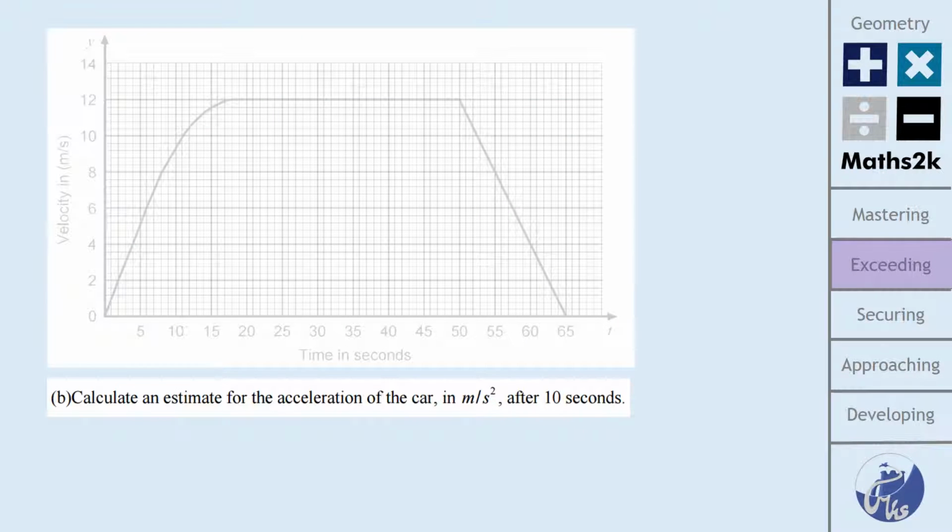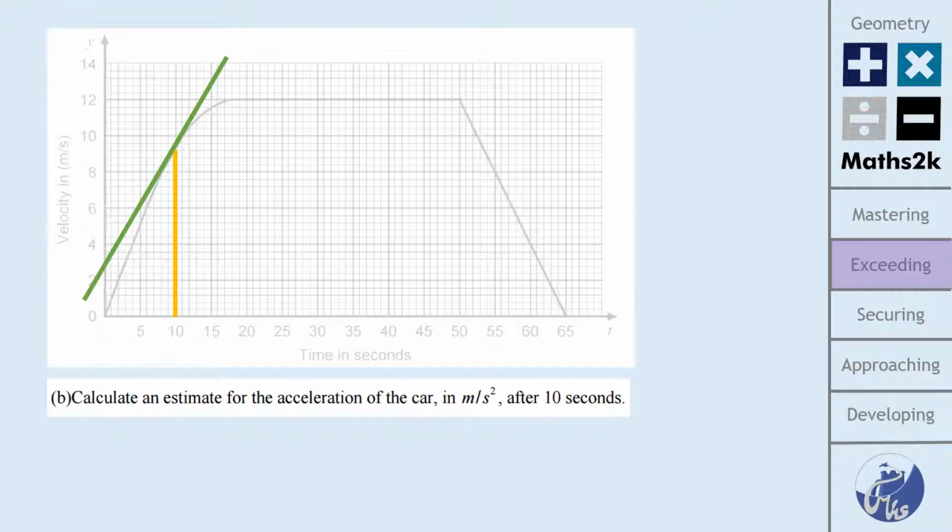So here we have one of the parts of the question, which was to calculate an estimate for the acceleration of the car after 10 seconds. So when looking at the graph, we need to find where 10 seconds was on our graph. And so after 10 seconds, we can see that it was traveling at a velocity of about 9 meters per second. But because the question is asking for acceleration, what we would need to do is to calculate the gradient at this point, and we'd need to draw on a tangent.